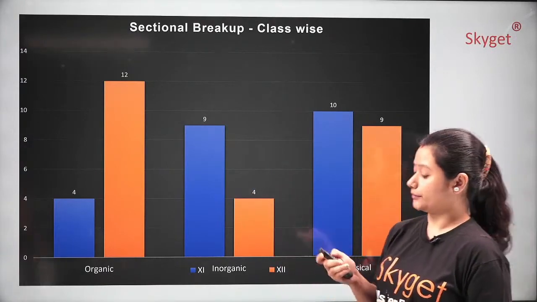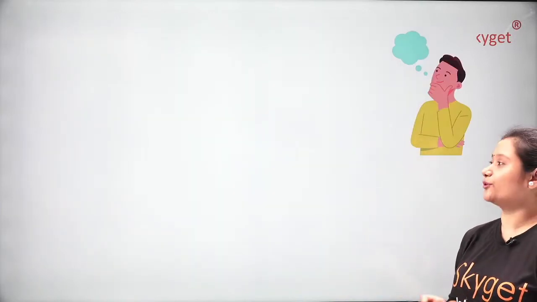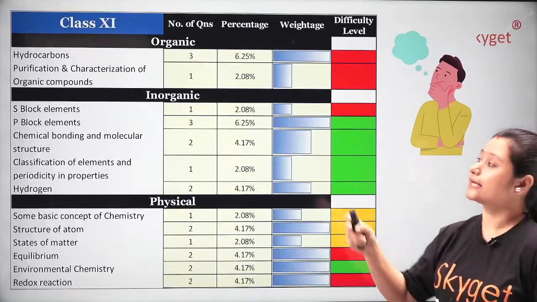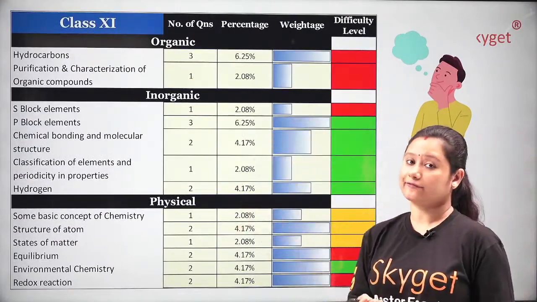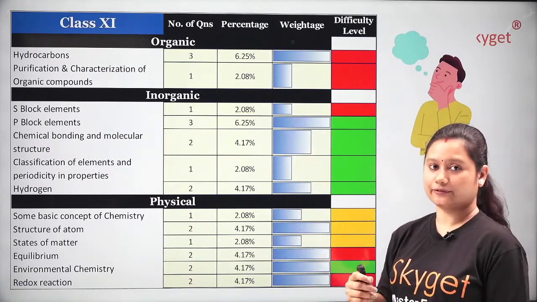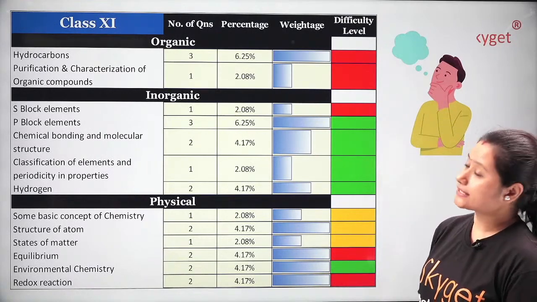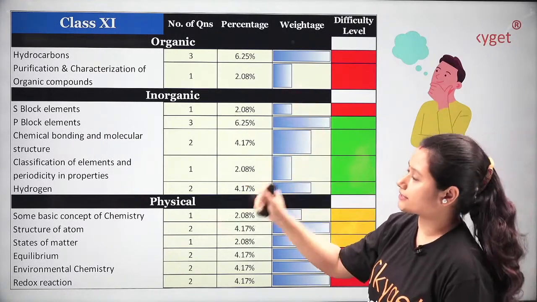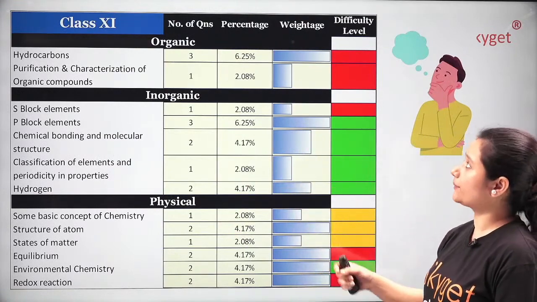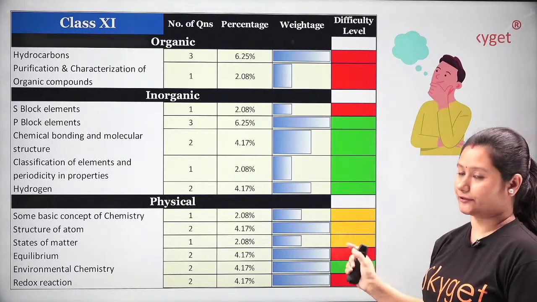Now moving to the next slide. What is this boy thinking? Let me help you with this. He is thinking about the number of questions they have asked from the different sections from class 11th and class 12th. This is the chart of class 11th. I will show class 12th later on. Here you can see I have divided the number of questions they have asked from organic, inorganic and physical parts, with percentage, respective weightage and difficulty level.